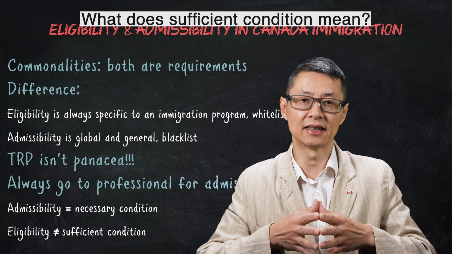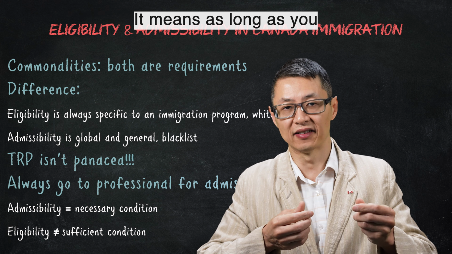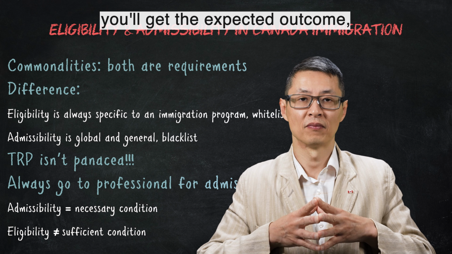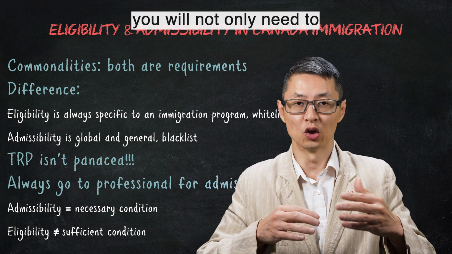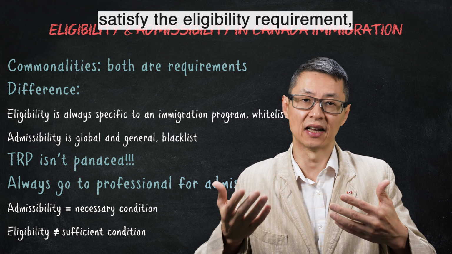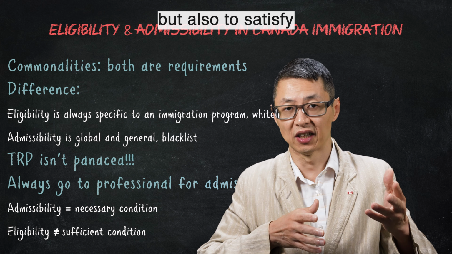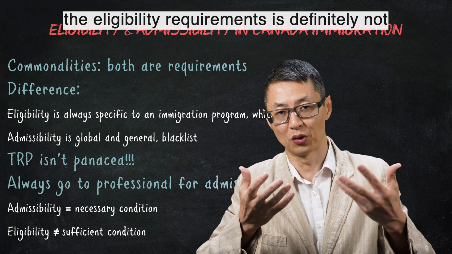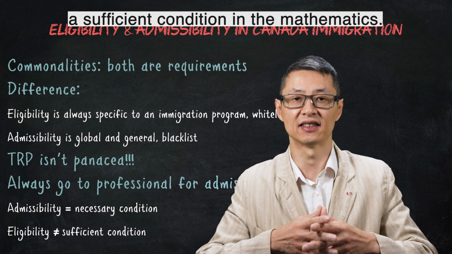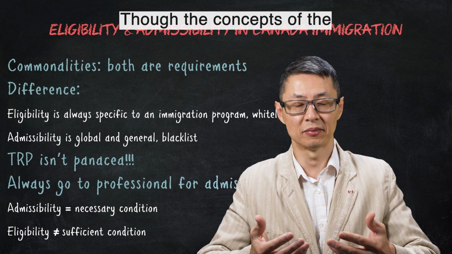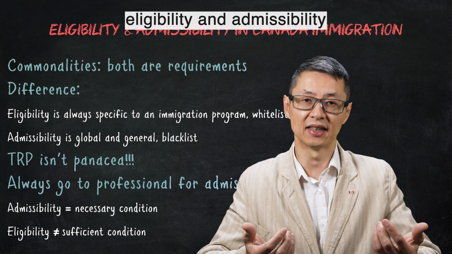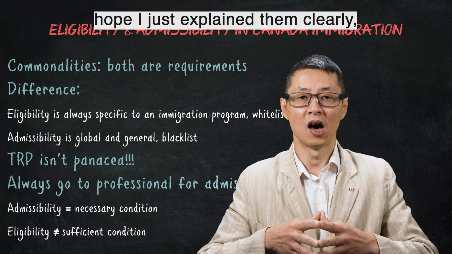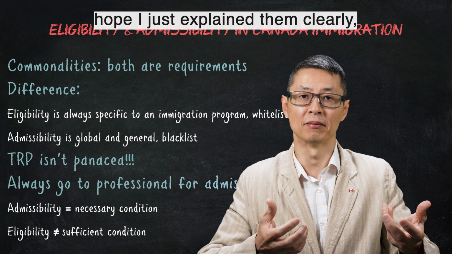What does sufficient condition mean? It means as long as you satisfy the sufficient condition, you'll get the expected outcome. But to get an approval, you will not only need to satisfy the eligibility requirement, but also the admissibility requirement. So as you can see, the eligibility requirement is definitely not a sufficient condition in the mathematical sense. Though the concepts of eligibility and admissibility are not very complicated, they can still sometimes be confusing. Hope I explained them clearly.